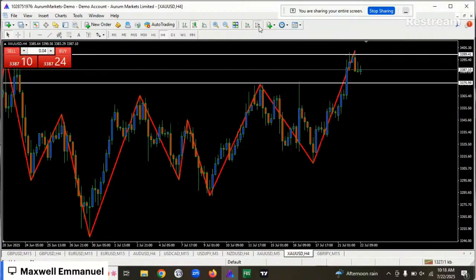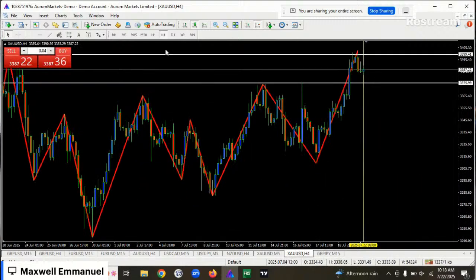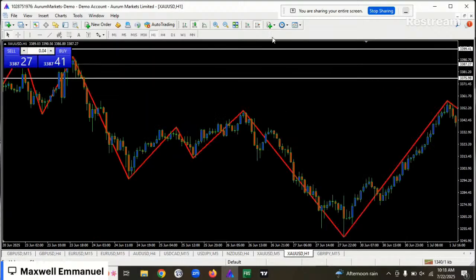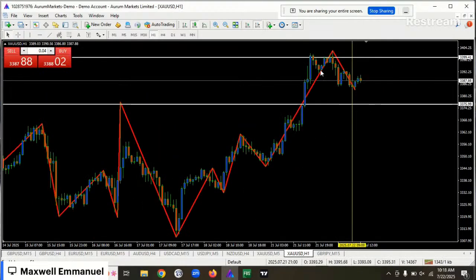Let's see on 4-hour. You can see what we have here. This is an engulfing pattern on 4-hour. That is a sell setup. So let's see 1 hour. It created a fair value gap, I guess. Okay, let's go down to 15 minutes.